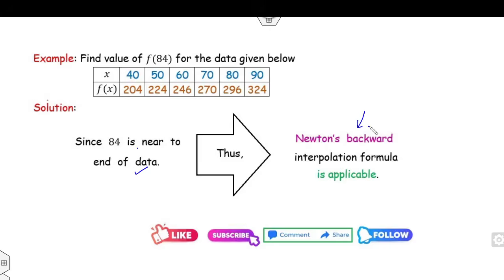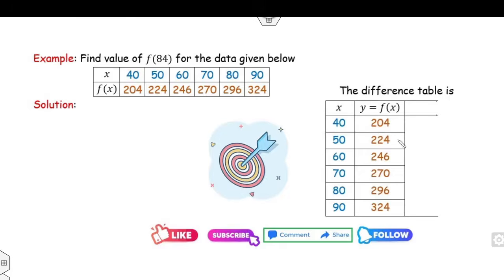So what is my step number 1? You have to complete this table. How can you complete it? Very simple. You can find the nabla of y, that means the difference of this. Again, you can see each is equidistant. Once they are equal distance, the Newton backward formula is applicable.